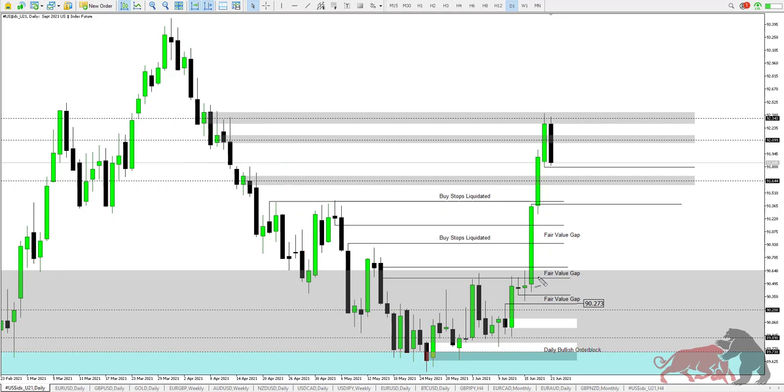Now, the impulsive move that was caused by Federal Reserve took out most of the imbalances. They are not going to provide resistance, right? Most of these areas, they are not going to provide resistance. We also have imbalance right here, right? You can see we've got imbalance right here. There's a gap in price. That's price imbalance, that fair value gap.